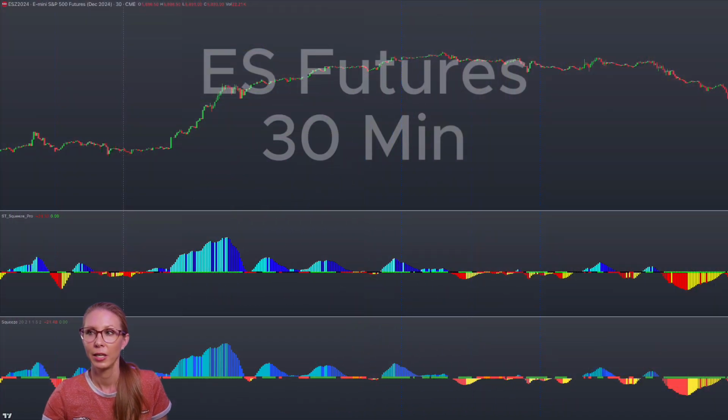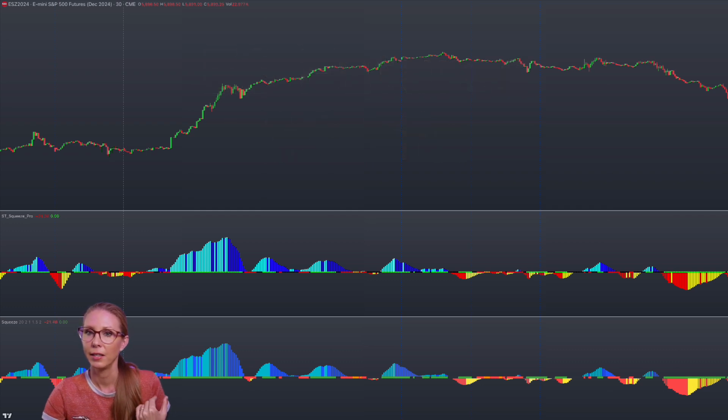Went ahead and loaded the ES chart. This is the S&P 500 futures. This is my primary market to trade, so that's kind of the one I naturally gravitate to talk to y'all. But the Squeeze Pro is loaded here.